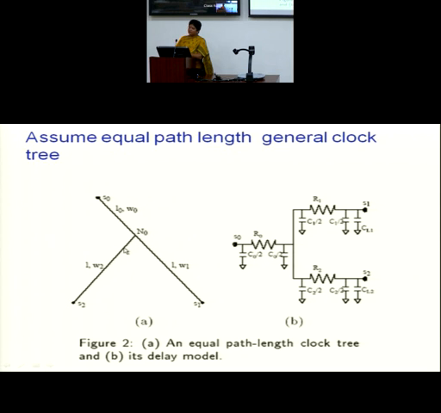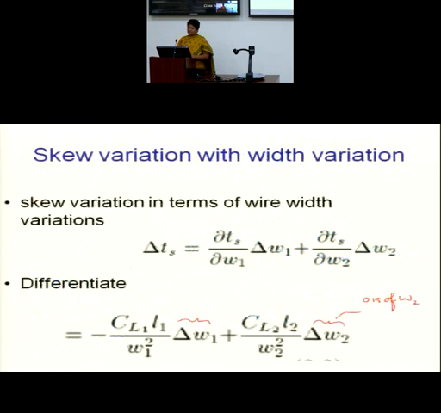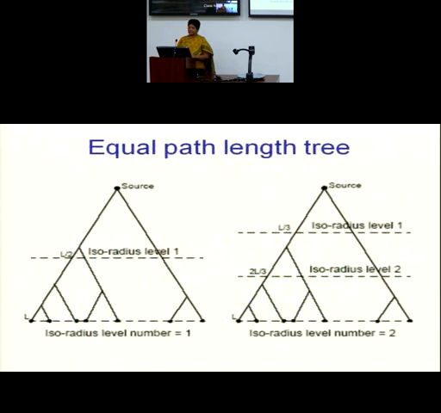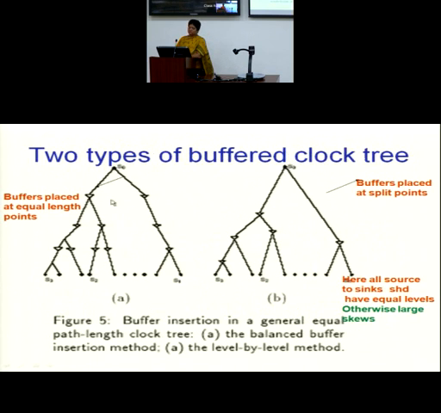This is known as the equal path length approach. So I call this the equal path length approach for inserting the buffers. Okay. Another is that we are not going for the iso radius. We are not going for the equal path length approach.